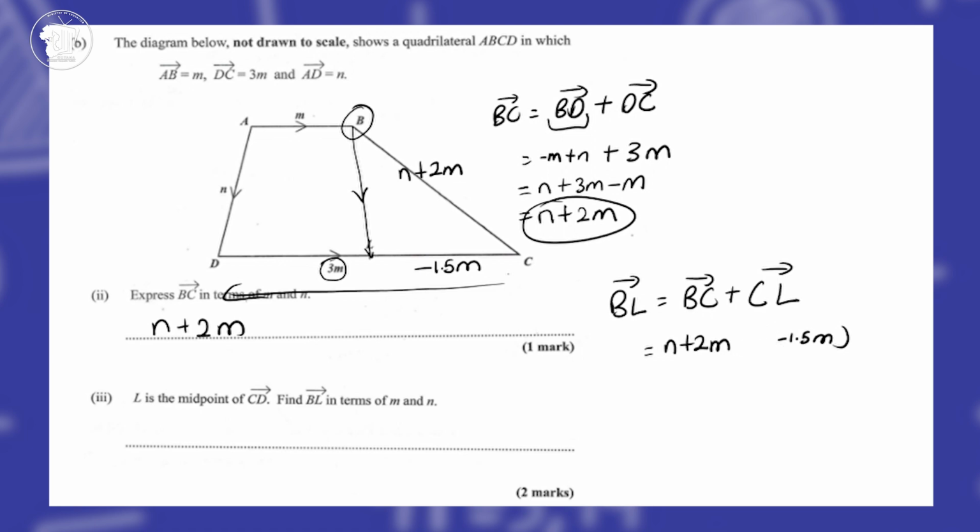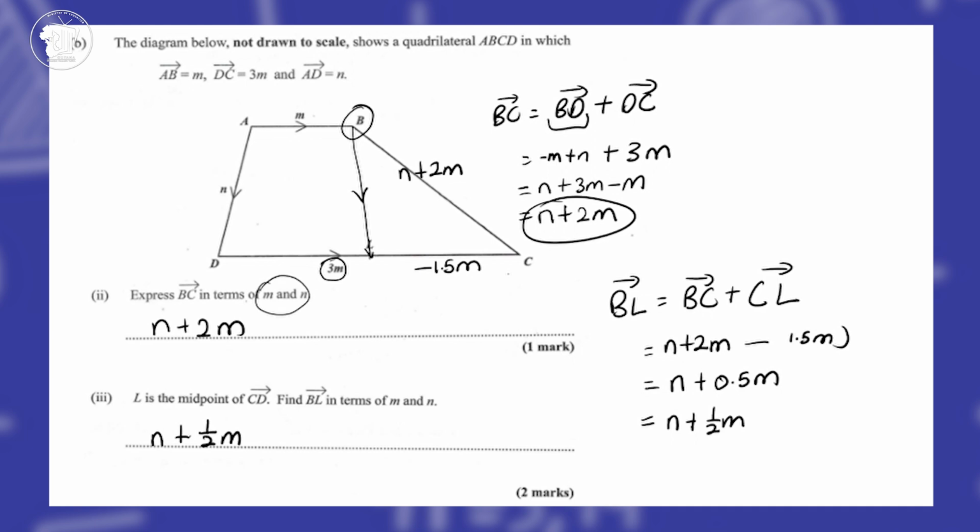And we can simplify this right away. So these two will cancel out, and this will be a minus. So you put the like terms together, they are already together. So we'll have n plus 2 minus 1.5 will give us 0.5m. Or if you want to write it as a fraction, we can simply write n plus 1 over 2m. So hence we can write this in terms of m and n. We can say n plus 1 over 2m. And that is how we write these vectors in terms of n and m.